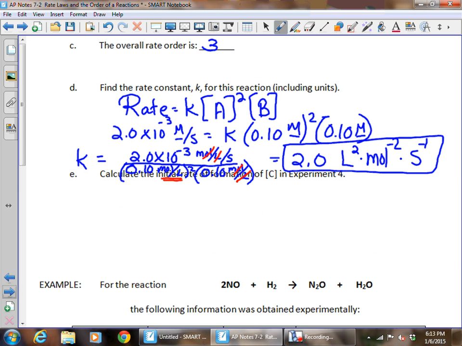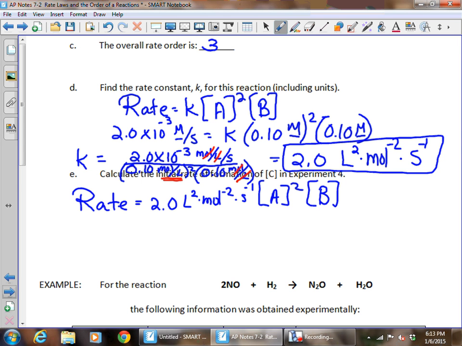We know that the rate law now, we actually know what K is now, so we know it's 2.0 liters squared moles to the negative 2 seconds to the negative 1. And we know that we're going to be multiplying that by whatever A is squared times whatever B is in this particular reaction.